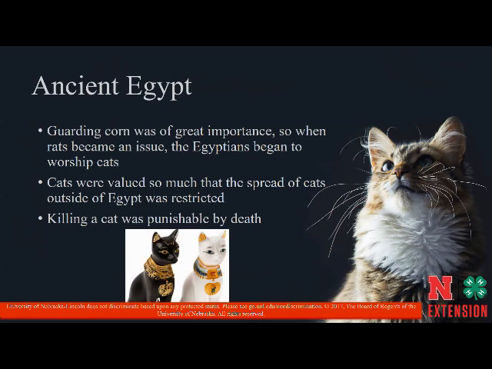In ancient Egypt, guarding corn was of great importance, and so when rats became an issue, the Egyptians began to worship the cats. And cats were valued so much that the spread of cats outside of Egypt was restricted. So Egypt wanted to keep all the cats for themselves because they guarded their grain, which they used for food and for money. So killing a cat in Egypt was punishable by death.